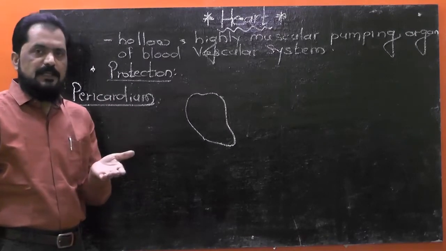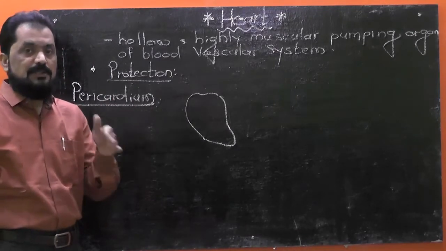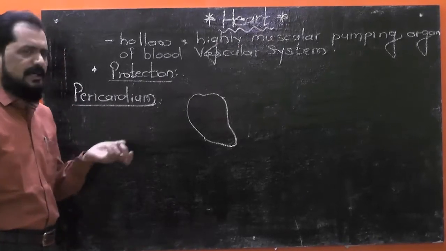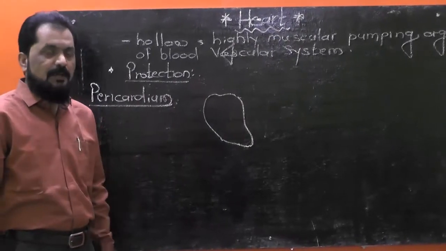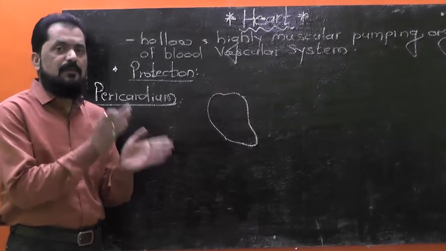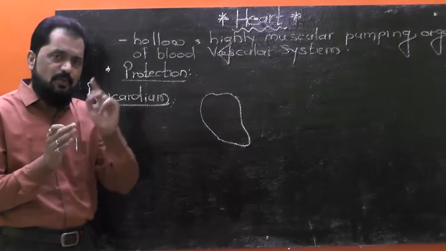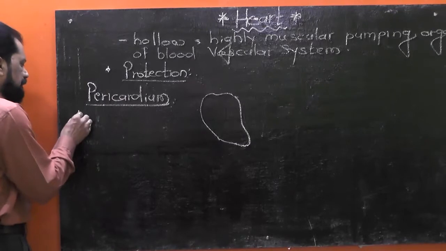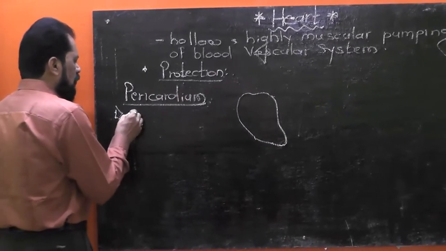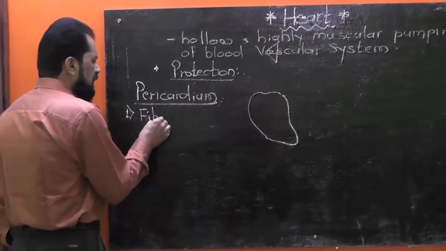You know peri, this word stands for surrounding, च्या भोवती, and again cardia stands for the heart. Now this pericardium is double walled. It means it has two walls. The outer pericardium is known as fibrous pericardium.